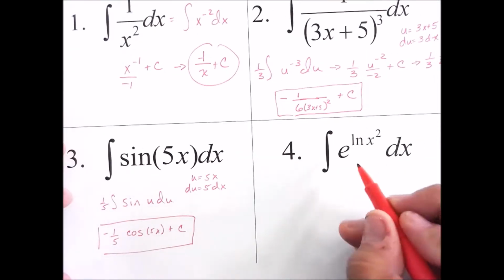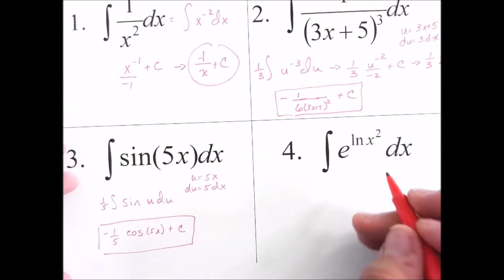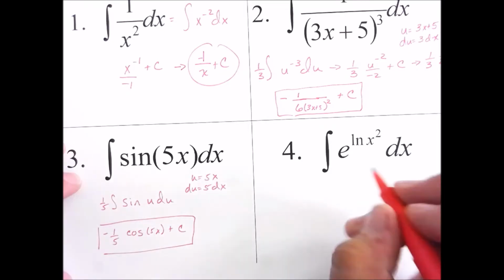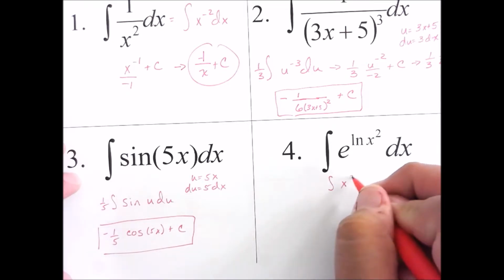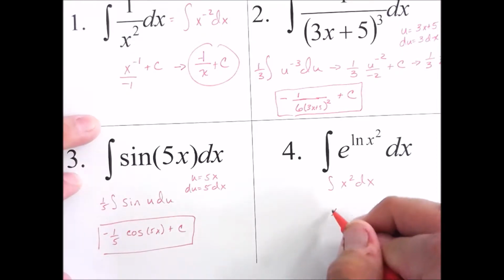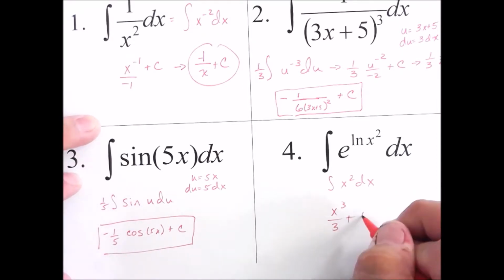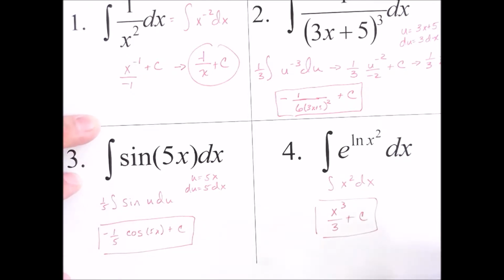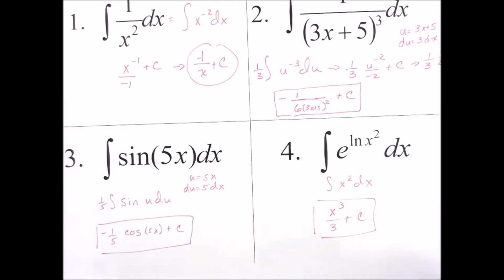And here we go, last one. e to the natural log of x squared. At this point, you should know that that just means x squared. That's x cubed over 3 plus c. So count them up, give yourself a score out of 8.